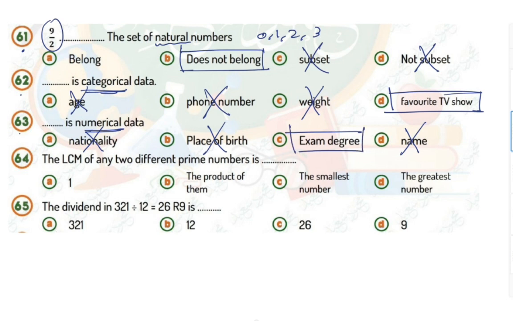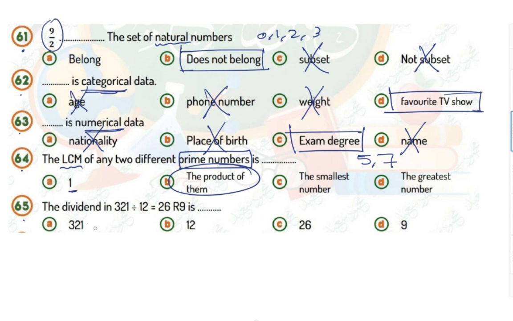is a number. So, 64. The LCM of any two different prime numbers. You have two prime numbers, like what? Like 5 and 7. If you need to find the LCM, what do you do? Just multiply them together. So, the LCM will be the product of them. But if he asks you about the GCF between two prime numbers, it will be 1. Okay.